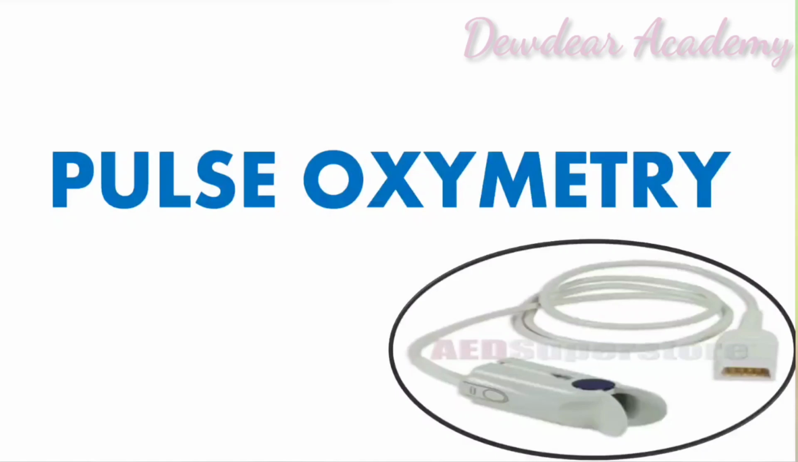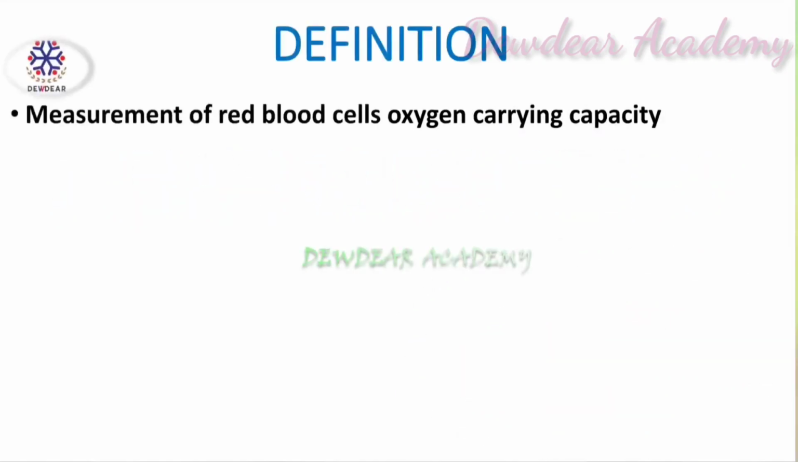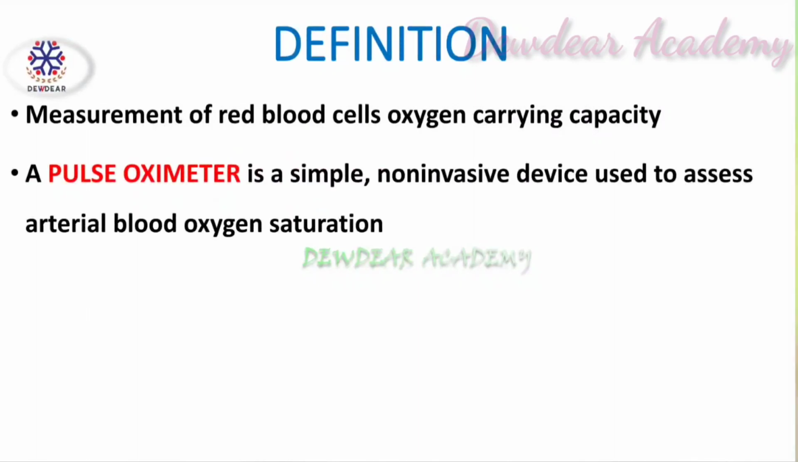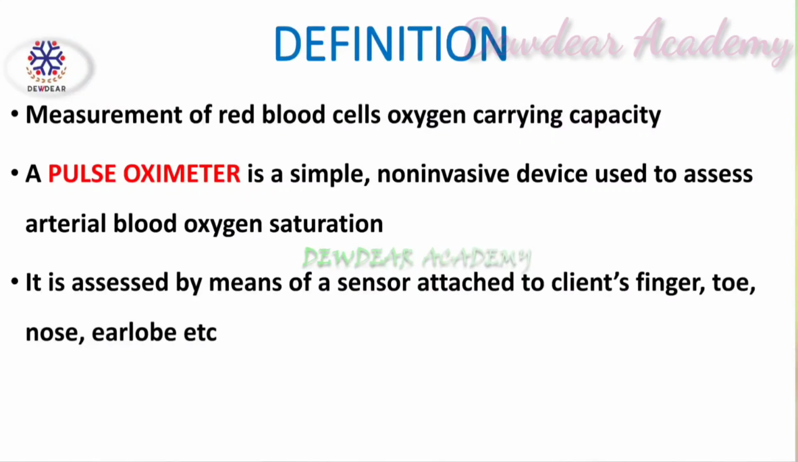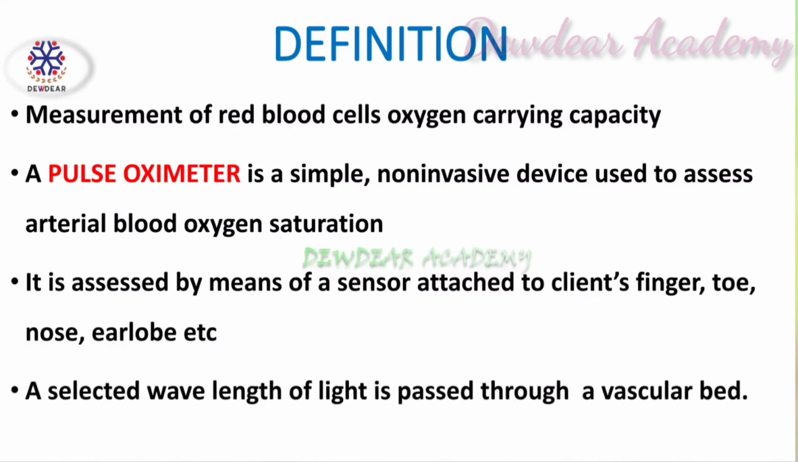So let me start. What is pulse oximetry? It is the measurement of red blood cells' oxygen carrying capacity. So pulse oximeter is a simple non-invasive device which is used to assess the arterial blood oxygen saturation. And it is assessed by means of a sensor attached to the client's finger, toes, nose, earlobe, etc. And a selected wavelength of light is passed through a vascular bed.